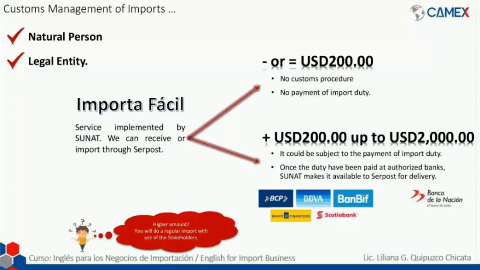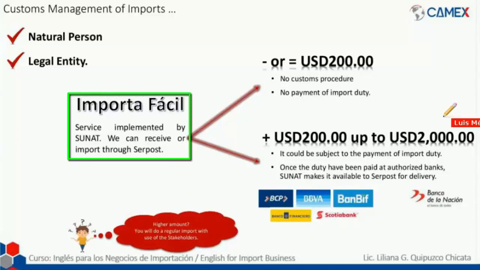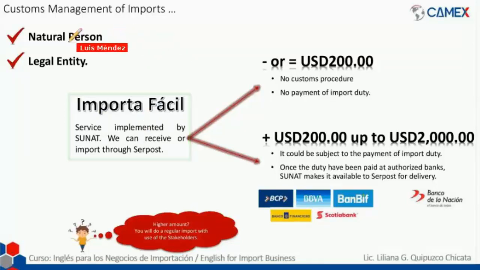So importe fácil is a service that was implemented by SUNAT, and it means that we can receive or import goods via SurePost. You know SurePost, right? So, who can import? Who can use importe fácil? We can have a natural person or a legal entity. A company or a regular person like you or me can use importe fácil.